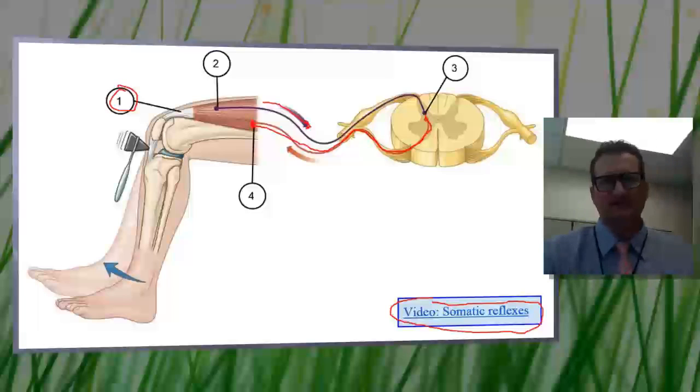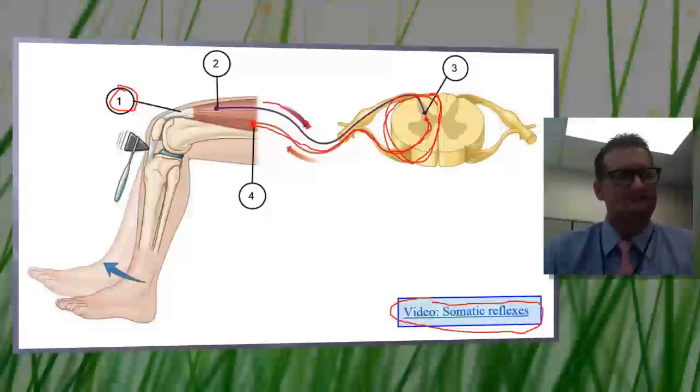This explains why doctors always check reflexes in clinic, because if there is some pathology of the spinal cord that's affecting this region here, reflexes will be non-existent or hyper.